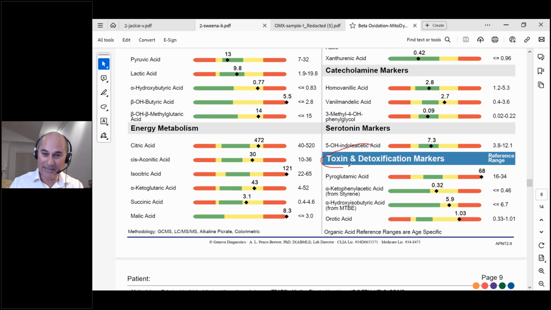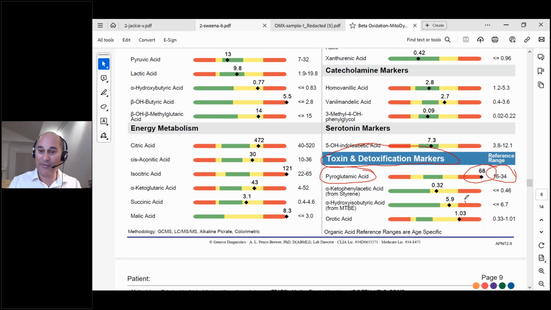So under toxins and neurotoxin and detoxification markers, pyroglutamic acid is high. The reference range cuts out at 34. This is double the reference range. That's extremely high, and that's a marker under the detox section for glutathione. So the glutathione levels are deficient and their brain is unprotected, because glutathione is the master antioxidant. That's the master protector against all the inflammatory problems that could happen in the brain.